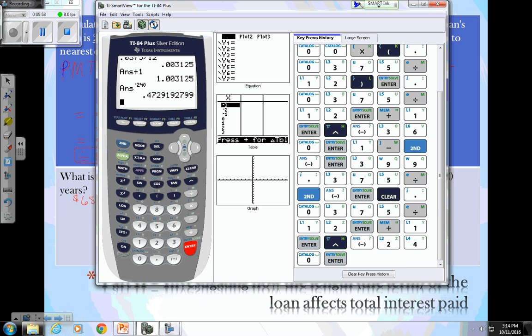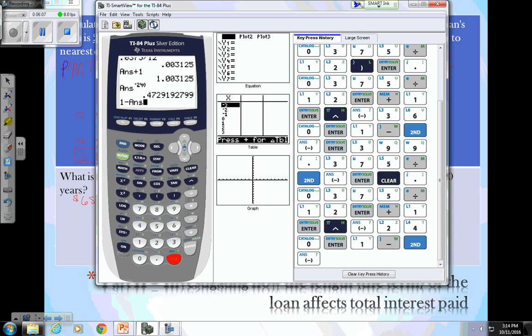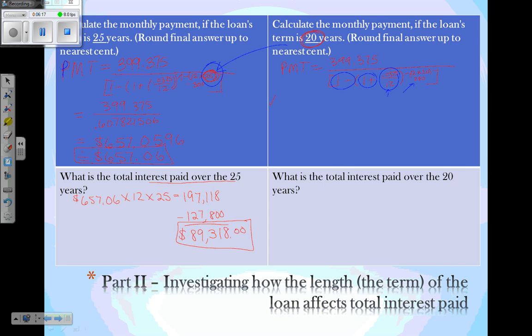Okay, that number needs to be subtracted from 1. So I'm going to do 1 minus second answer. That subtracts it from 1, and press enter. 0.52708072201 is my denominator. So I'm going to go back to my PowerPoint, and that's what I'm going to write down as my denominator.